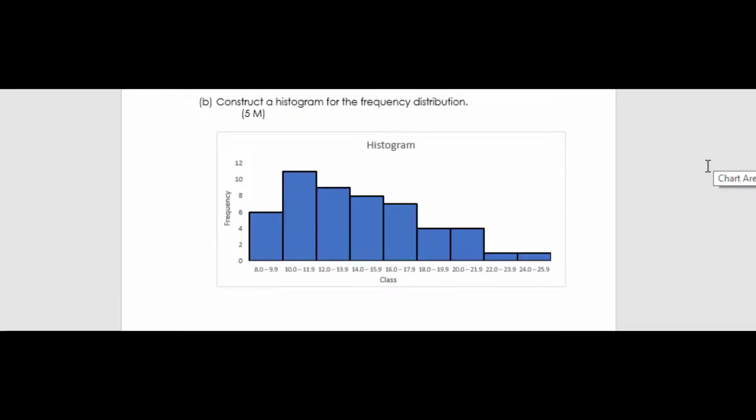Next is question B, where we have to construct a histogram for the frequency distribution table from the previous question A. So when we do construct a histogram, it will look like the following diagram. The horizontal axis will represent the classes, the vertical axis represents the frequency, and the bars represent the frequencies in their respective classes.